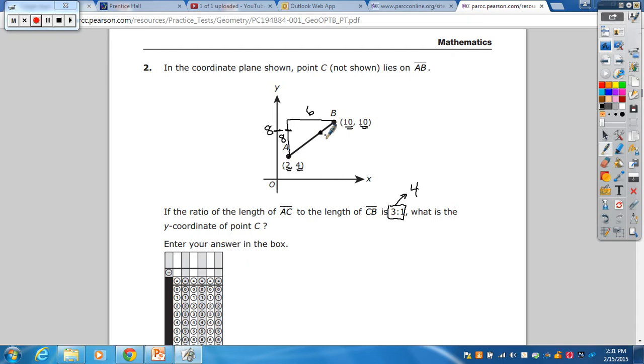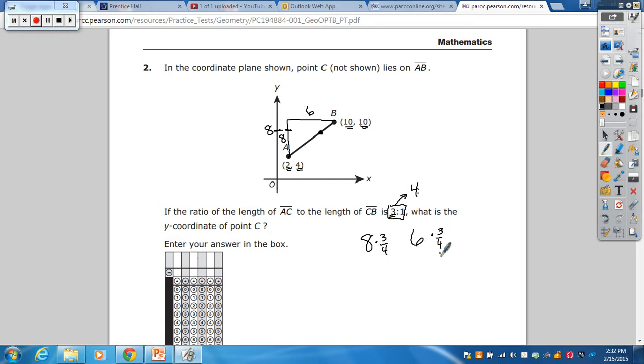So how do we find both the x and y coordinates? Well, if we're going to go up 3 of the 4 portions, there are 3 in here with 1 right here, then we know that we're going to take that vertical and that horizontal distance and we're going to multiply each of them by 3/4.